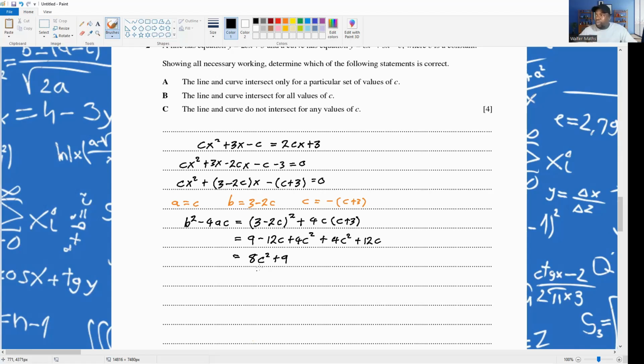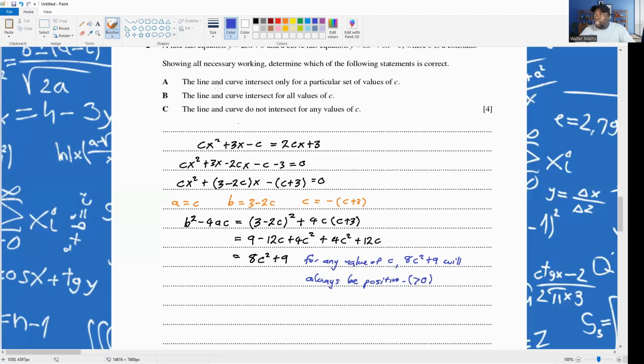Now, if you look at what we've gotten for the discriminant, we have 8c squared plus 9. For any value of c, let me write that down, this 8c squared plus 9 will always be positive. And we know that if the discriminant is positive, that is when the discriminant is greater than 0, it means that we have two distinct roots, and it actually means that the line and the curve intersect at two distinct points.